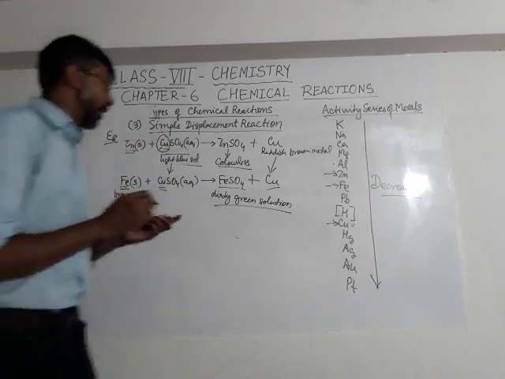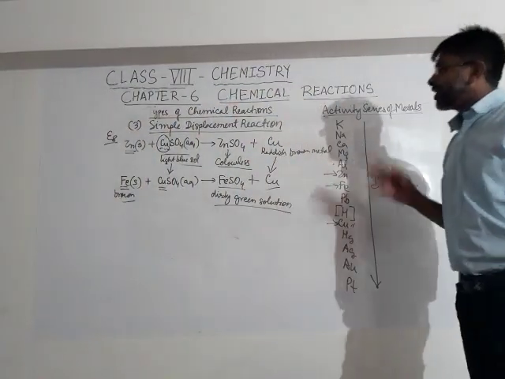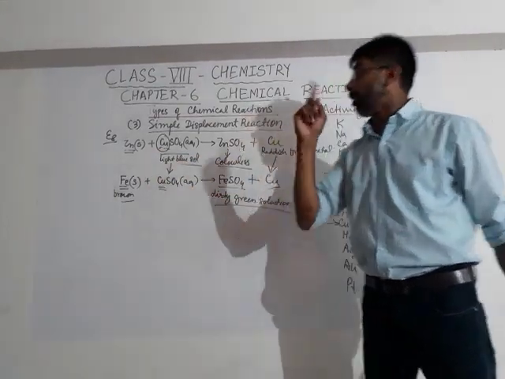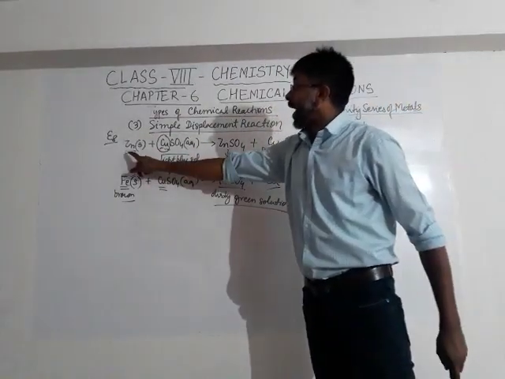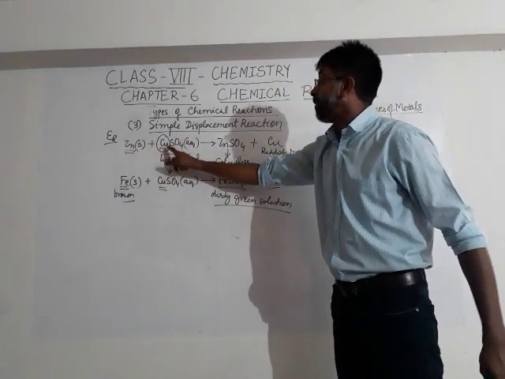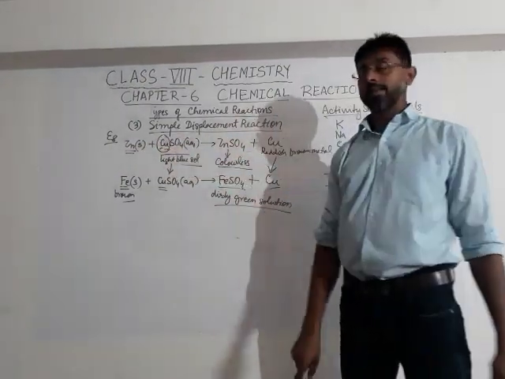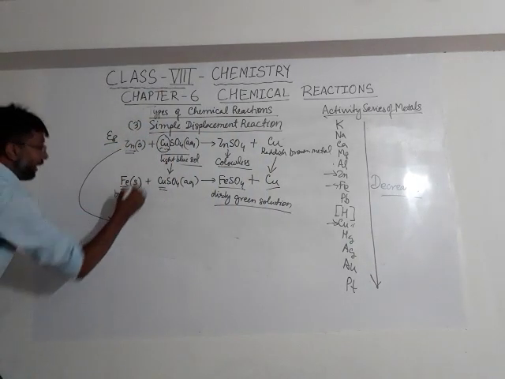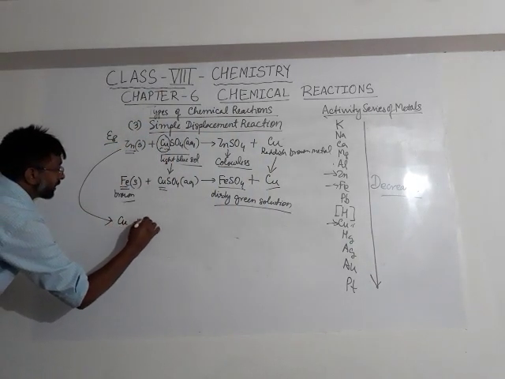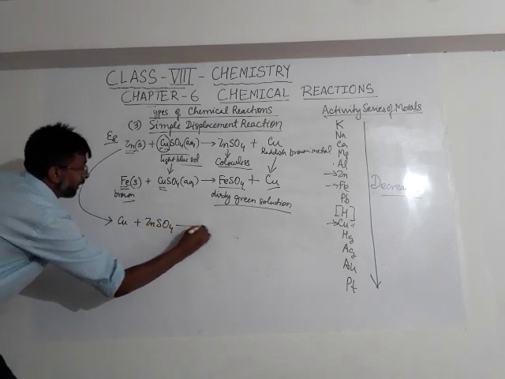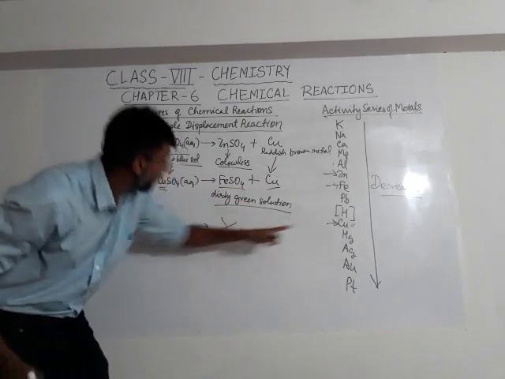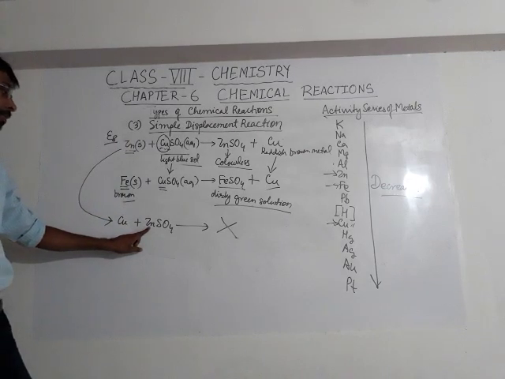So my dear students, you must have understood what is the meaning of simple displacement reaction with the help of these two examples. Please always keep in mind, the more reactive metal displaces the less reactive metal from its salt solution. For example, if I take copper metal plus zinc sulfate solution, the reaction will not occur. Remember that, the reaction will not take place because copper is placed lower than zinc. That is why it cannot replace zinc.